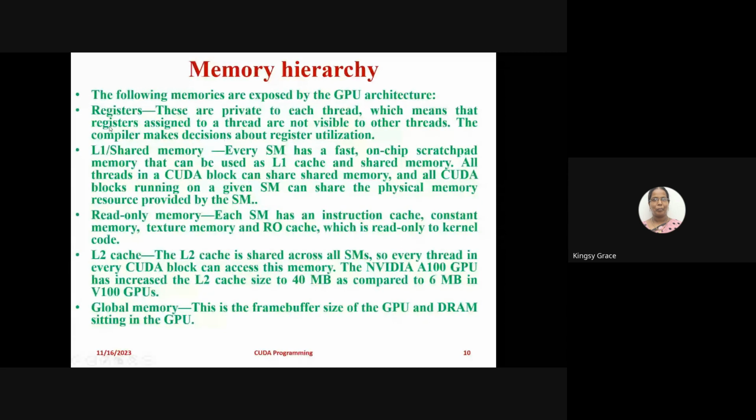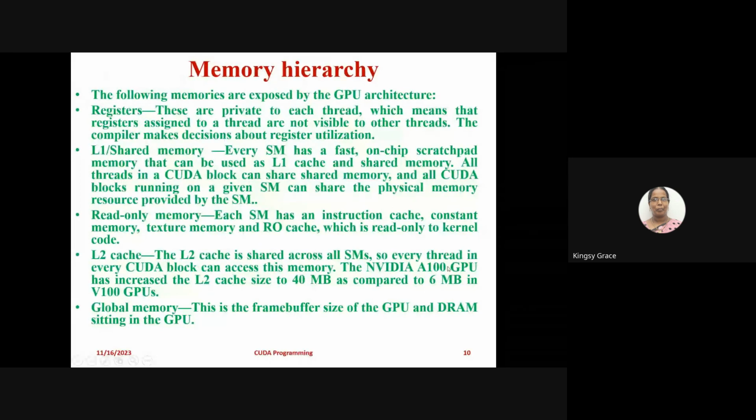Once a register is assigned to one thread, it is not visible to the other threads. That means each and every thread can execute in its own way, individually. And you know what L1 cache is: this L1 cache is shared memory, which is shared among all the threads in a single streaming multiprocessor. Here it also has the instruction cache, constant memory, texture memory, and so on. Already we have discussed L2 cache and global memory, shared among all the streaming multiprocessors, so every thread in CUDA can access that L2 and global memory.